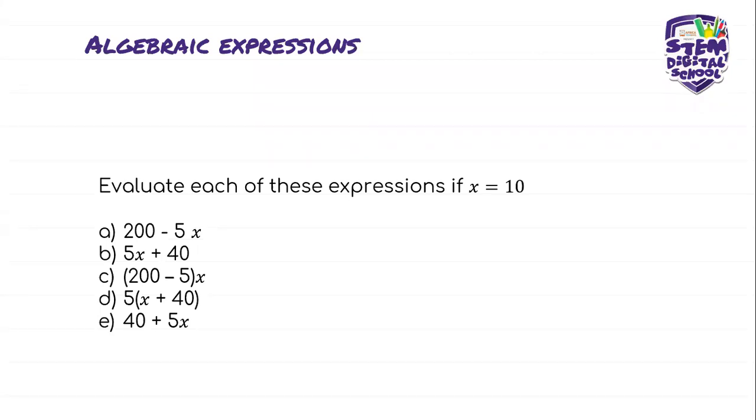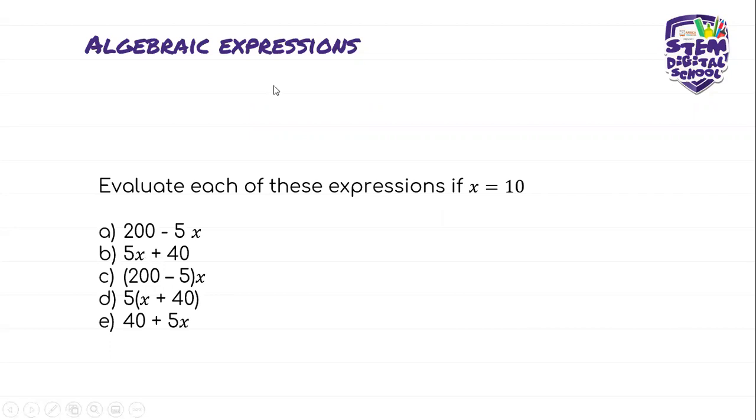Now I want us to proceed with the second one, which is B. We are given 5x plus 40. Remember, when we evaluate these expressions, we are using the x value of 10. So all that you need to do is to substitute 10 in the expression, and then you can calculate the value of the expression. What will be the value of this expression if x is 10? I'm talking about B. We are now at B, 5x plus 40.